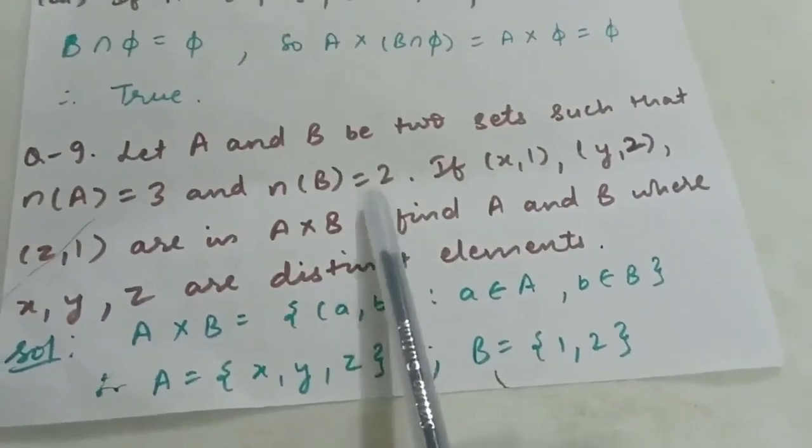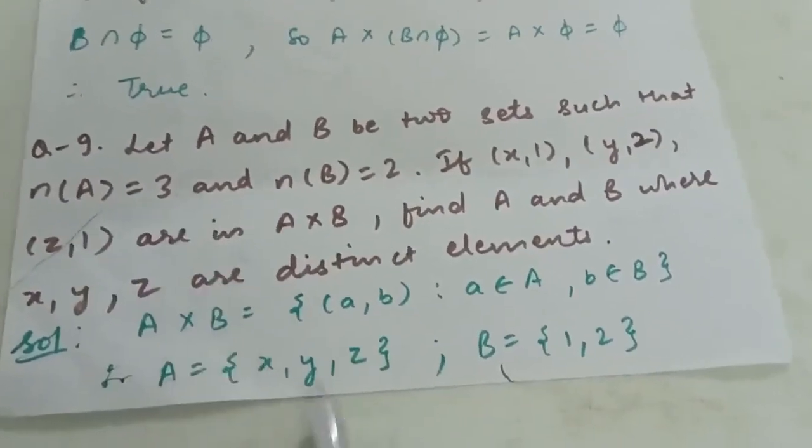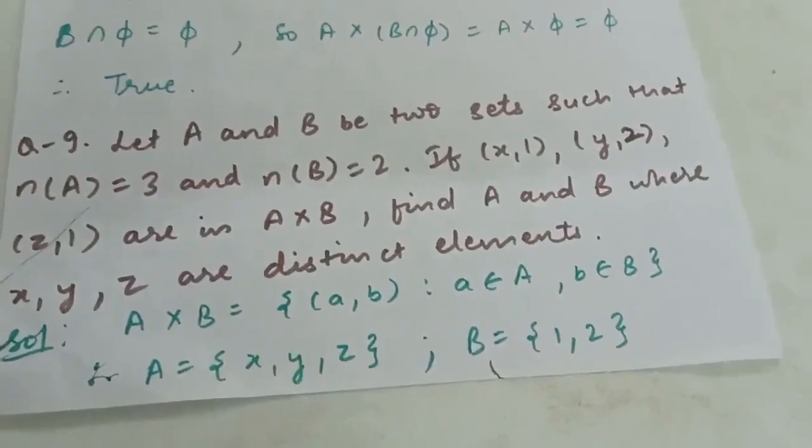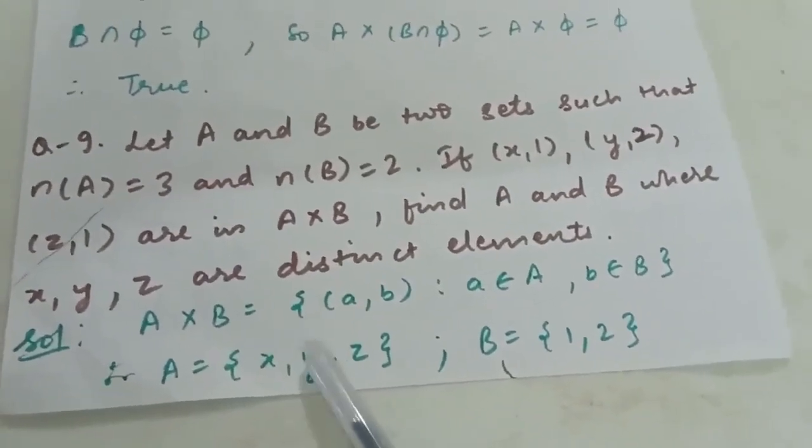As set B has 2 elements, set B is completed. Set A has 3 elements, so set A is also completed. This is what we wanted to do, right? We have found the set A and the set B.